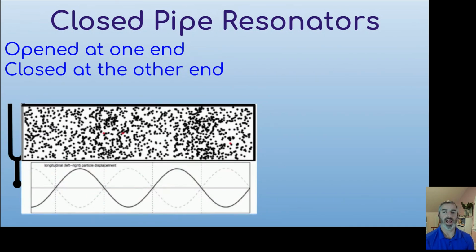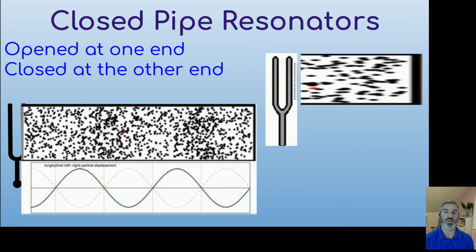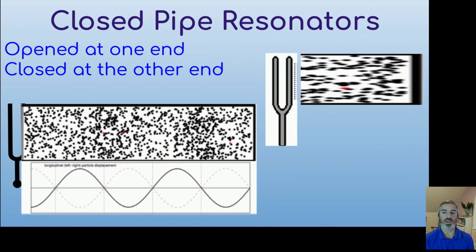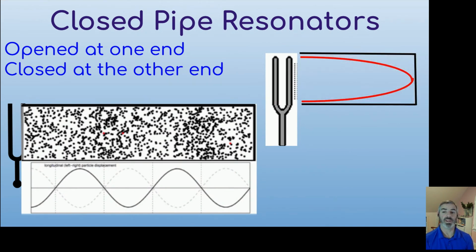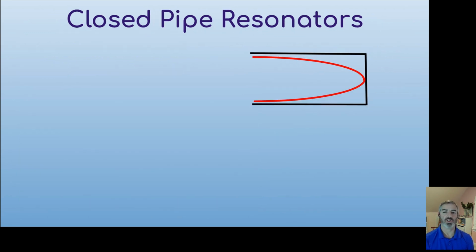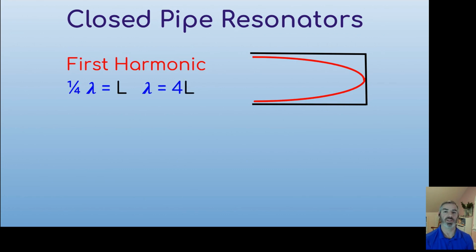Now, the shortest we can have is a node at one end and an antinode with nothing else in between. So we have node and antinode. So if we draw that as a transverse wave, as we saw with the string, we can see that we have a node at one end and an antinode at the other. An antinode at the open end means that the amplitude is very large, which means that it's a louder sound. So this is the first harmonic with a node and antinode. So it's 1/4 of a wavelength is the length. So that means the wavelength is 4 times the length of the tube.